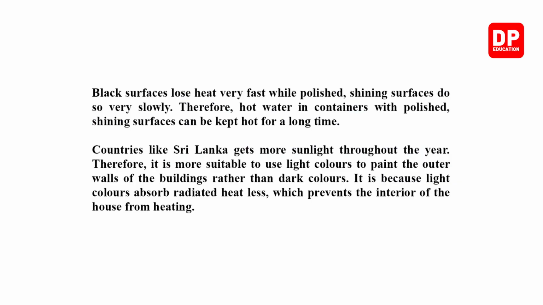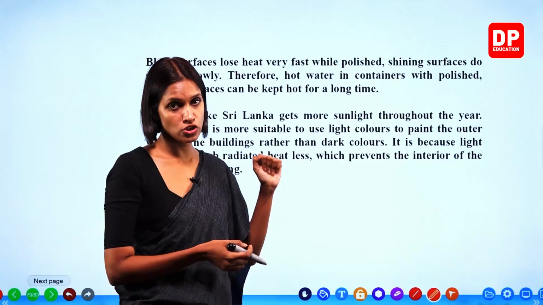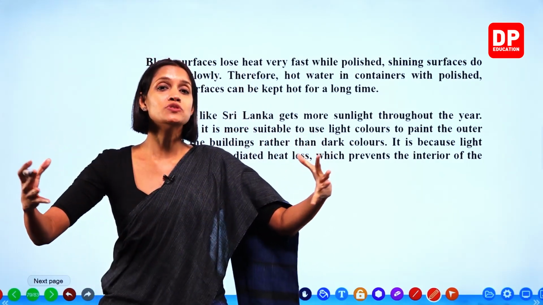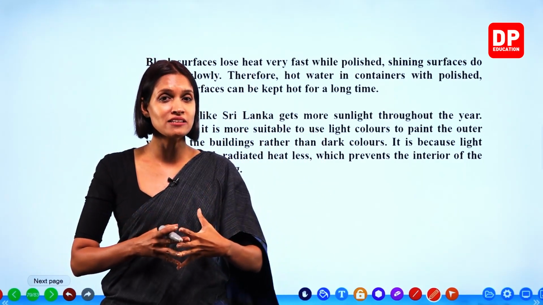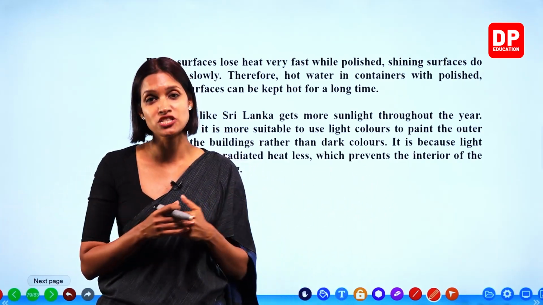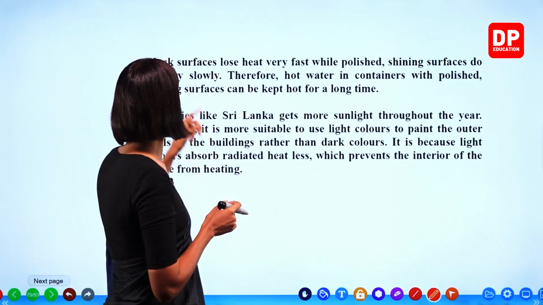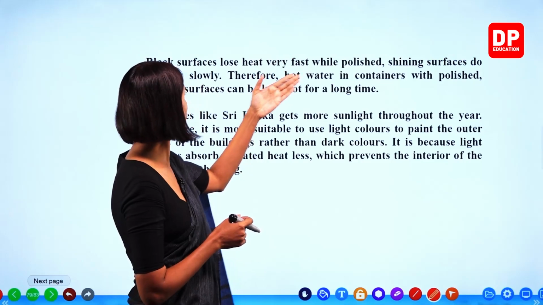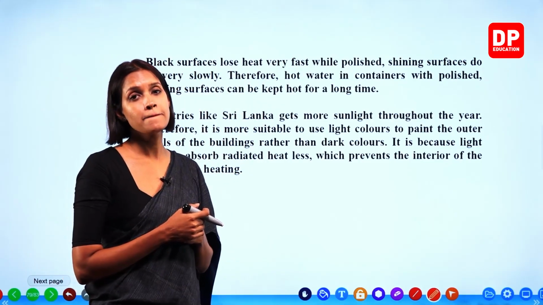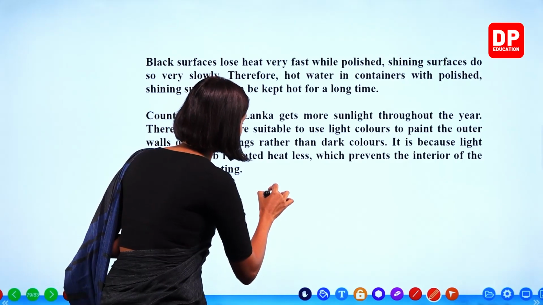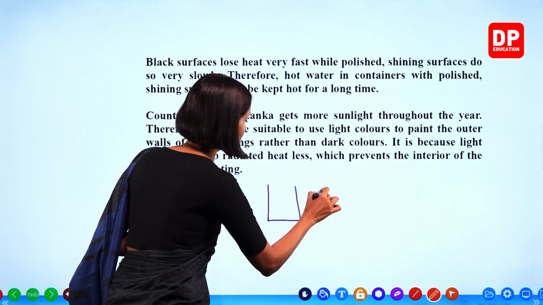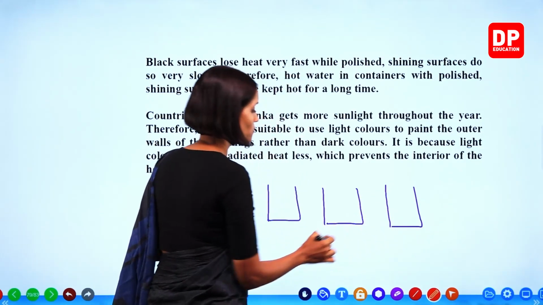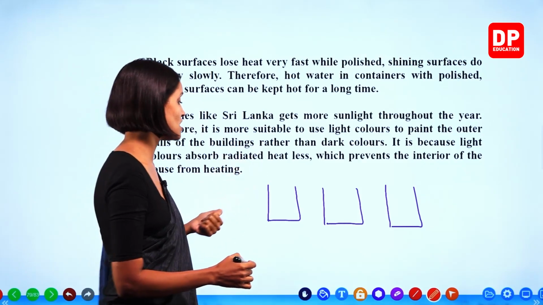So black surfaces lose heat very fast too. Not only absorbing heat, when you consider black surfaces, they absorb the radiated heat fast, and at the same time, they release the heat faster too. Right, children? Black surfaces lose heat very fast, while polished, shining surfaces do so very slowly. Right? If there are three heated objects, you can use the same setup. When you do this activity, try to use the same setups.